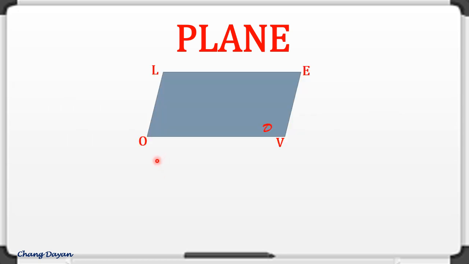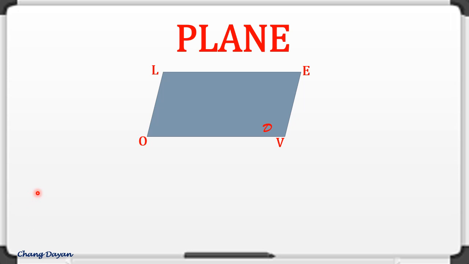Example, we have here the plane. Let us name this one. So as I said, plane can be named using the point. So as you see, there are 4 points here. Point L, point O, point V, and point E. And we have the script letter D. Okay, and we have the line. Plane consists of 4 lines. Line LE, line EV, line VO, and line LO.